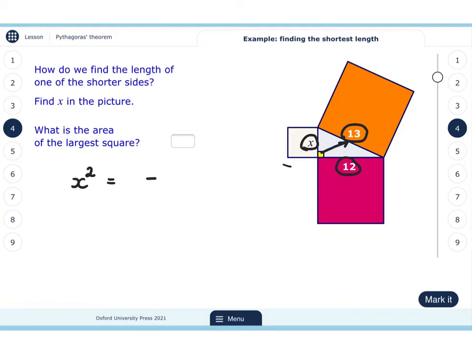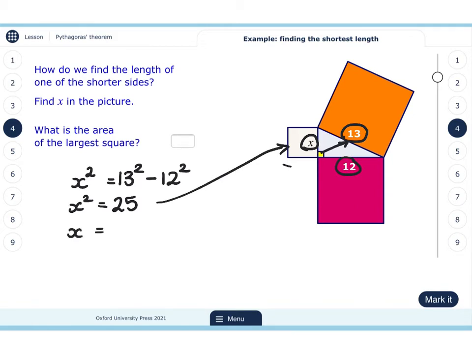Remember, we're not finding the hypotenuse today, so we're doing a take away. So you've got to do the biggest square, take away the smaller one. Okay, grab your calculator. We need to type in 13 squared, take away 12 squared. That comes to 25. So that tells me the area of that square over there is 25.